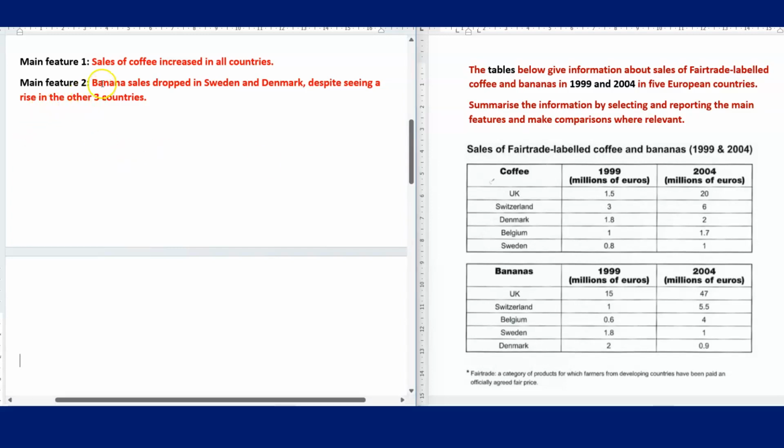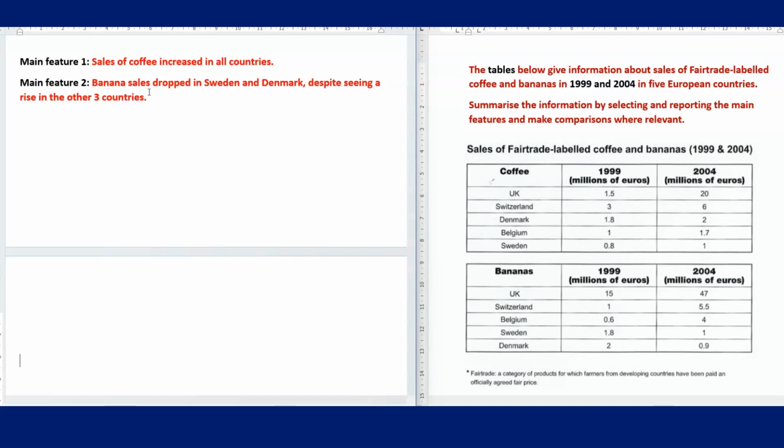But when it comes to banana sales, the banana sales actually dropped in Sweden and Denmark. Is it true? Yes. So Sweden here 1.8 to 1, and Denmark 2 to 0.9. Okay, so banana sales dropped in Sweden and Denmark despite seeing a rise in the other 3 countries. So you can see I still brought in the 3 countries and compared them to the ones that are actually dropping. So despite the rise in those three countries, banana actually saw a drop in sales when it comes to Sweden and Denmark.